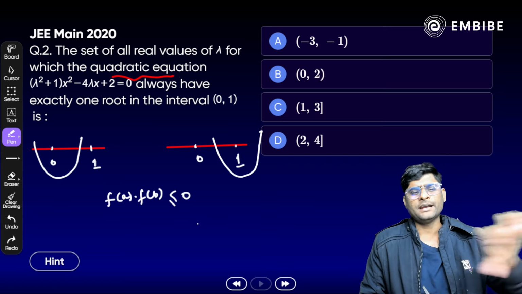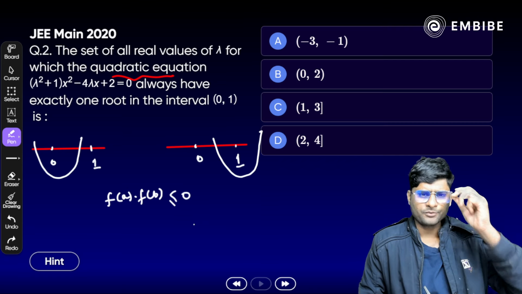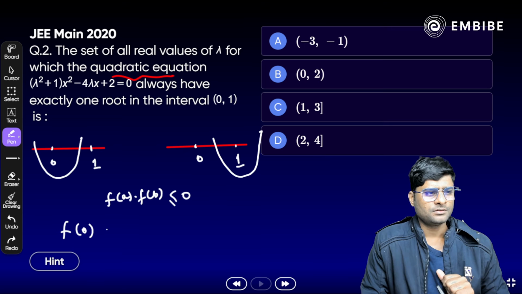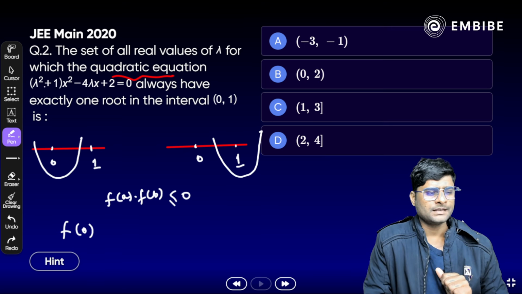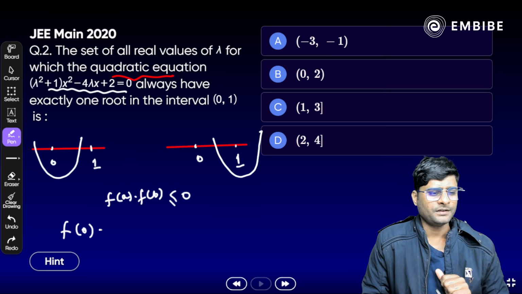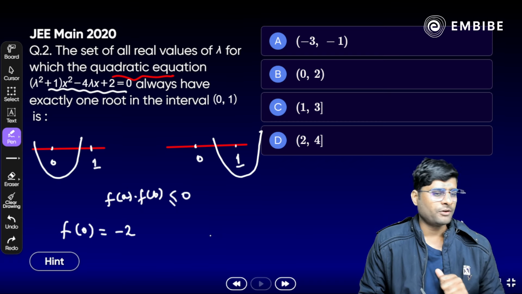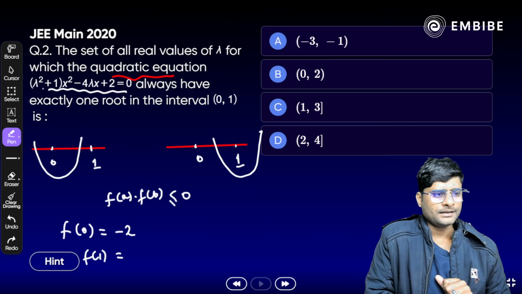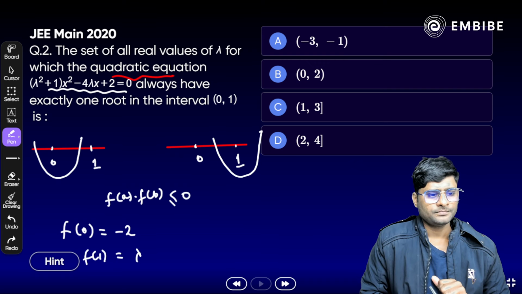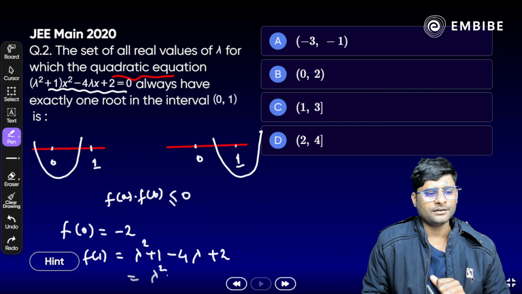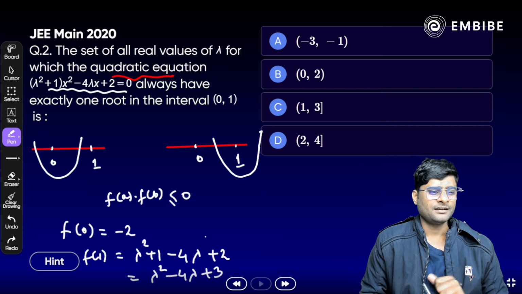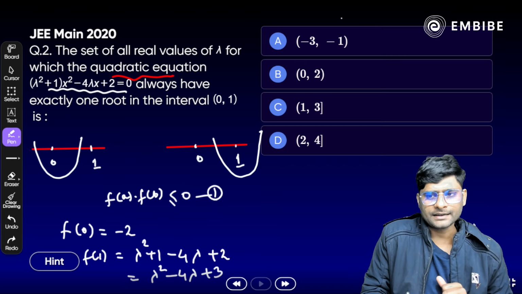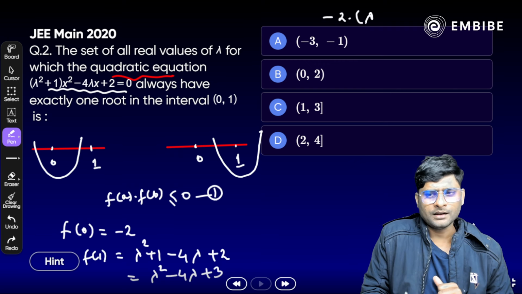So try to find out the value of f of 0 here. In place of x, replace 0, we will get minus 2. And what will be the value of f of 1? That is lambda square plus 1 minus 4 lambda plus 2, or it can be written as lambda square minus 4 lambda plus 3. Now substitute in equation 1: it is minus 2 times lambda square minus 4 lambda plus 3, correct?